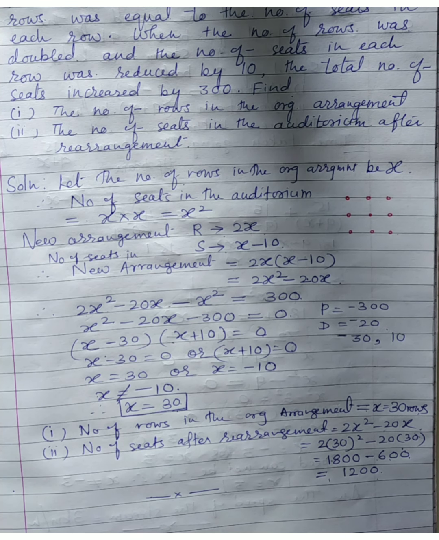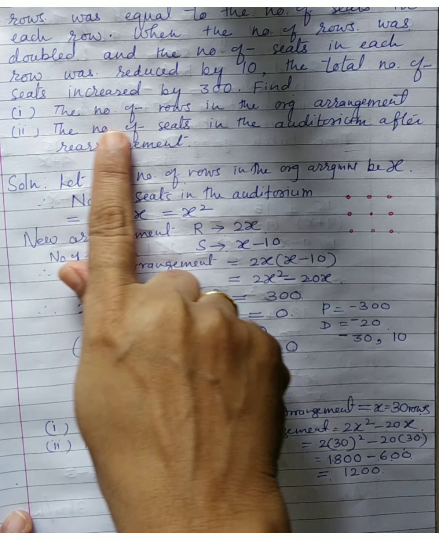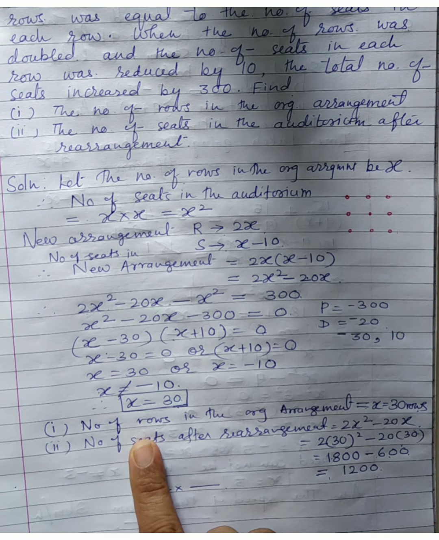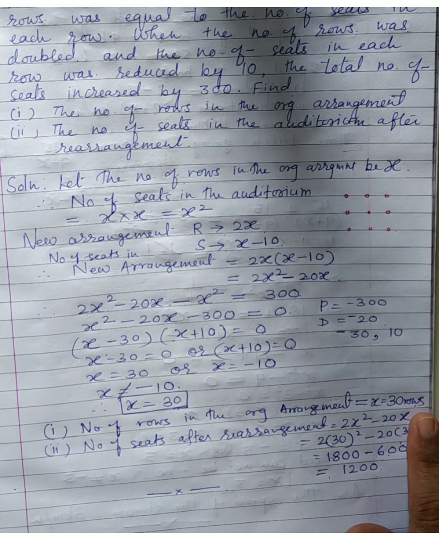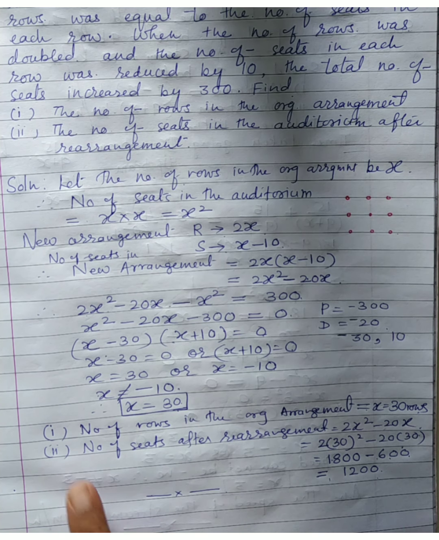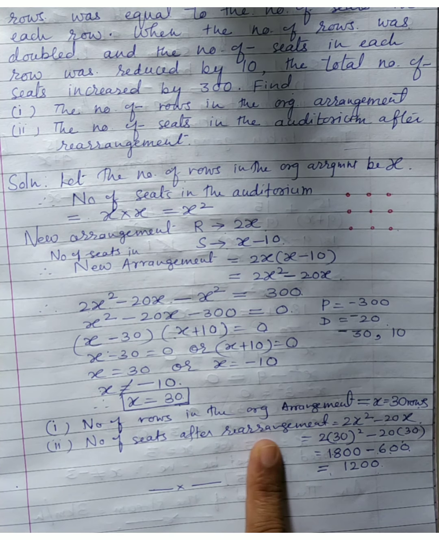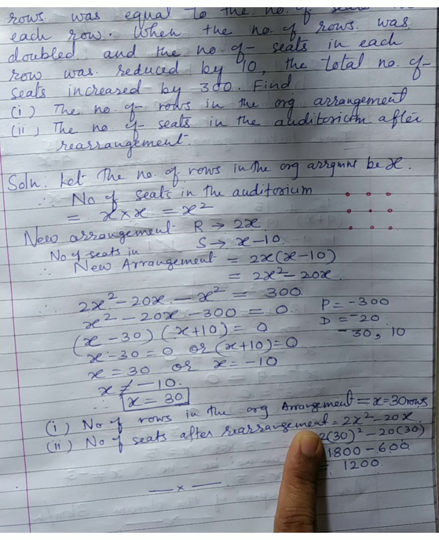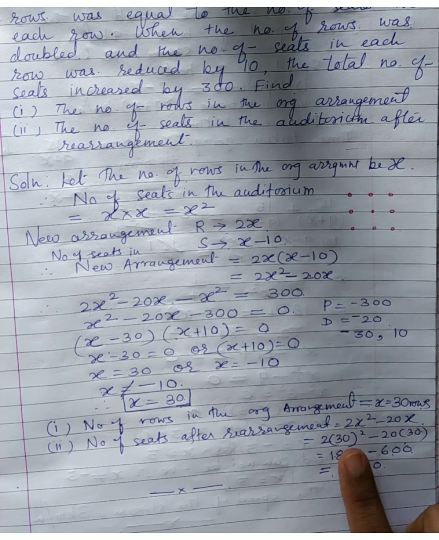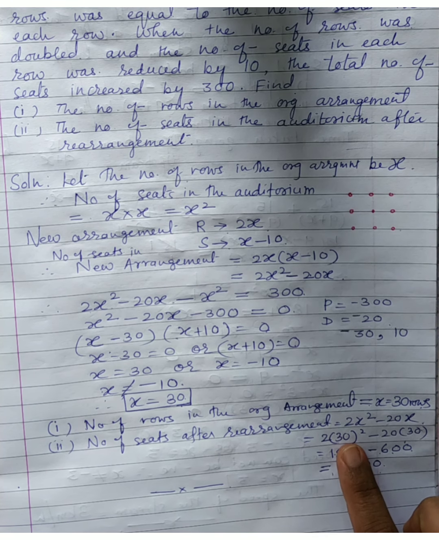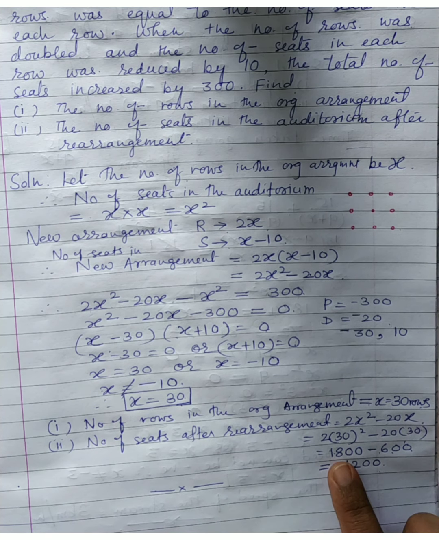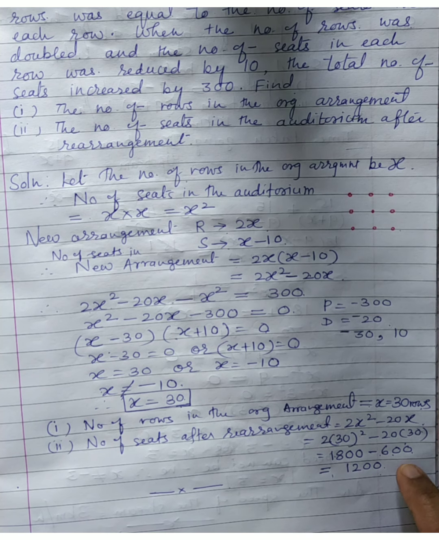Now let us see what was asked in the question. The number of rows in the original arrangement. What we have assumed as x, what is the value of x? 30. So the number of rows in the original arrangement was 30 rows. The next question was the number of seats after rearrangement. We have got an expression for that, 2x square minus 20x. Substitute the value of x: 2 times 30 square minus 20 multiplied by 30. 30 square is 900, 2 times that is 1800, minus 20 into 30, which is 600.